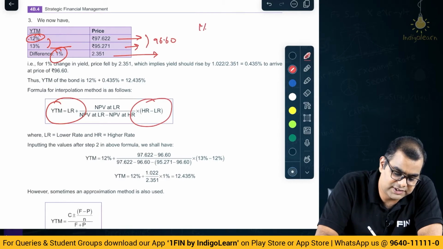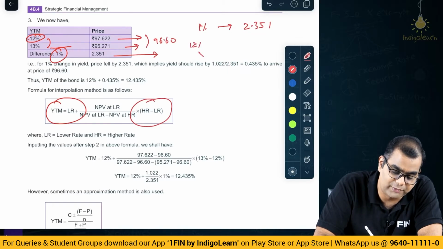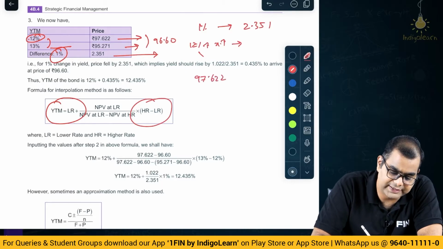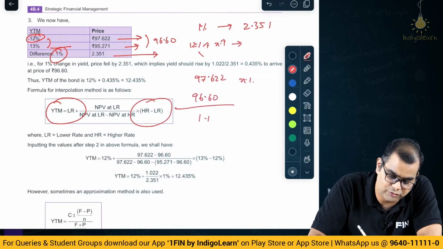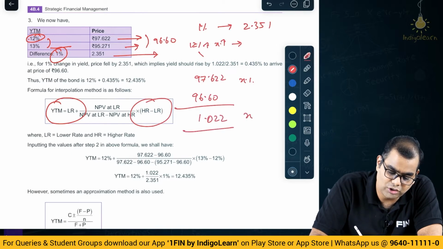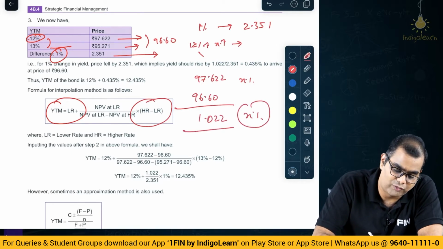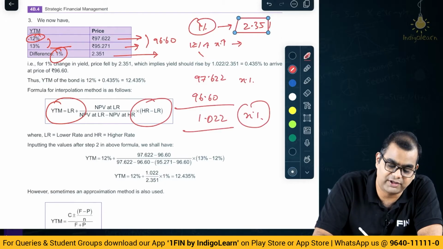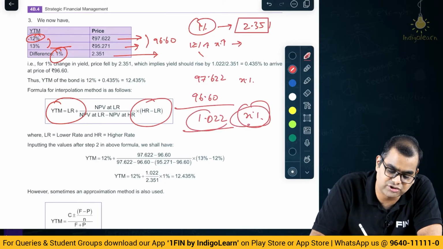For a 1% change, there is a change of 2.351. Okay. From 12%, it has to come down. From 12%, it has to increase by how much? X percentage, such that at 12%, the value is 97.622, and at X percent, the value should be 96.60. That is, there has to be a change of 1.022. So for 1% change, the change is 2.351. For X percent change, the change should be 1.022.